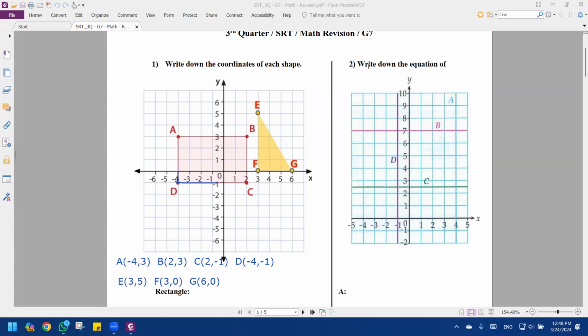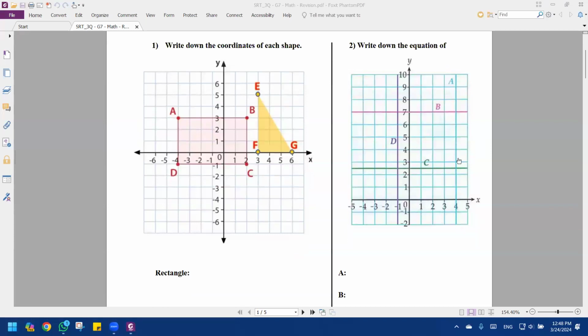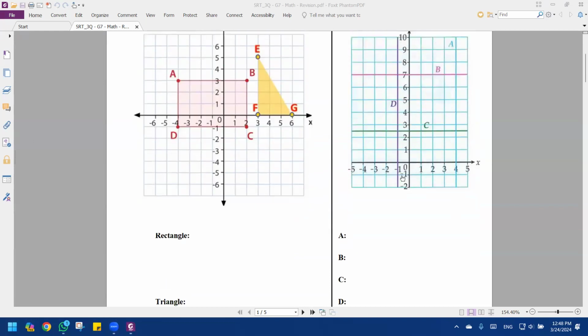Now, question number 2. Write down the equations of A, B, C, and D. For this question, we need to write the equation of each line. So this is the line A. So we have vertical lines and horizontal lines. Those lines are so easy to write their equations. We check the line A. It's here. So we check that it crosses the x-axis at 4. Which axis? X-axis. So we write x is equal to 4.